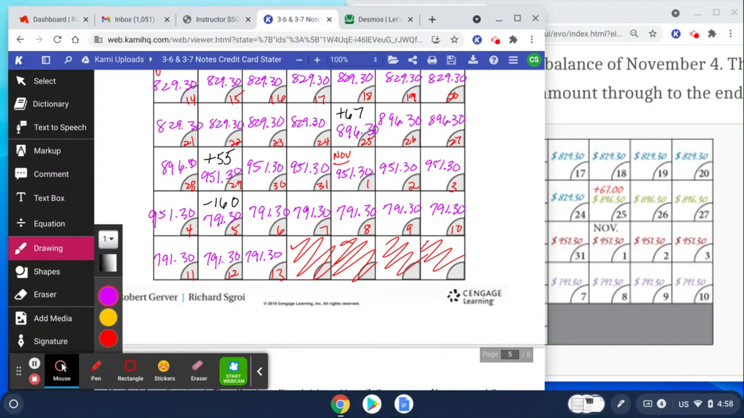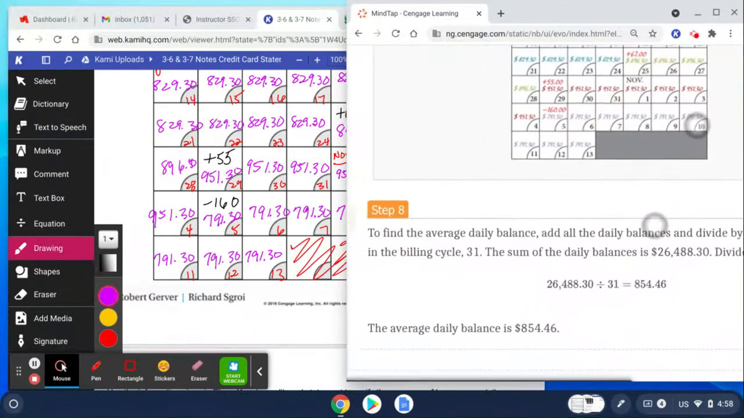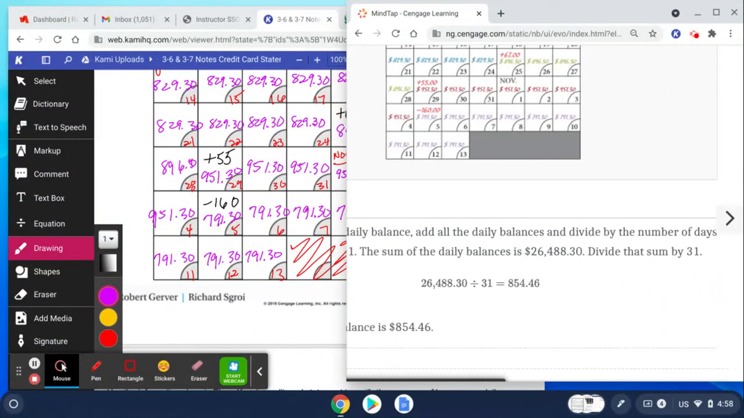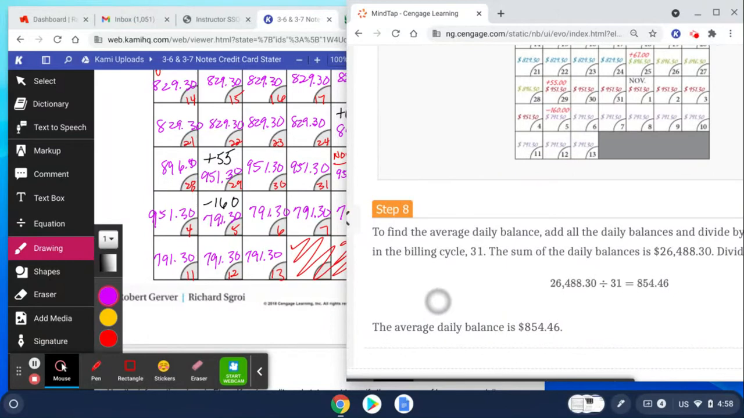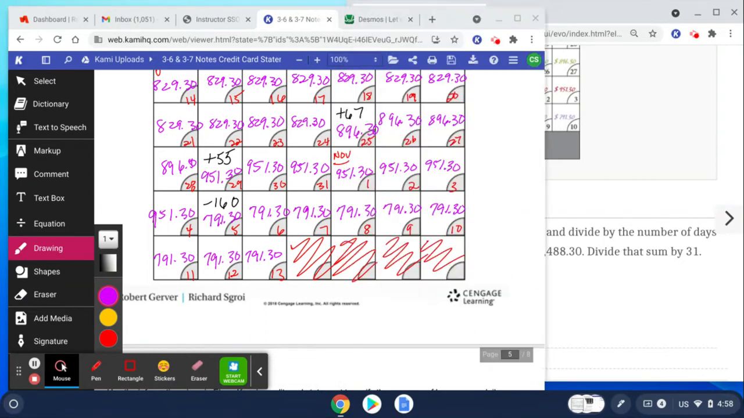Okay, so our calendar's filled in. Here comes step 8. To find the average daily balance, add up all the daily balances and divide by the number of days, which in this billing cycle is 31. We sum up the daily balances, we would get 26,488.30. We divide that sum by 31, and that gives us 854.46. So step 8.